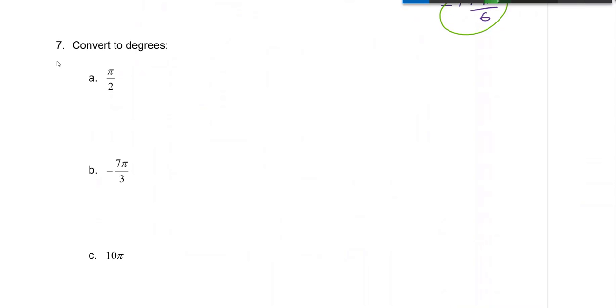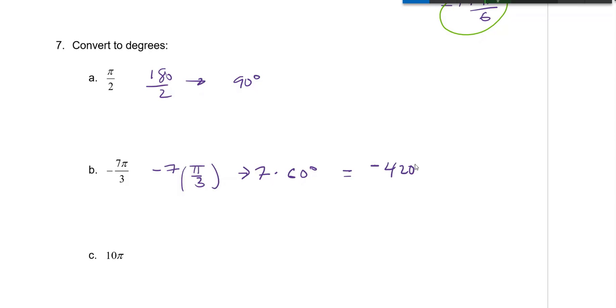Convert to degrees. So pi over 2, just think that's 180 over 2, which is 90 degrees. This guy is a little trickier. It's minus 7 times pi over 3, which is minus 7 times 60 degrees. Pi over 3 is 60 degrees. So this is equal to 7 times 6 is 42, so it's minus 420 degrees. That should be a minus sign. That's the easiest way to get that guy. 10 pi is just 10 times 180 degrees, because pi is 180. That gets you 1800 degrees.